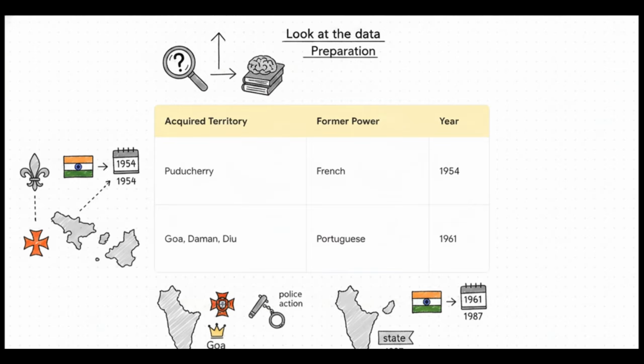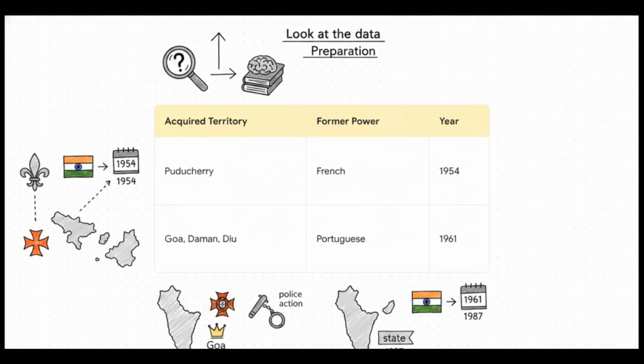First up, let's talk about Puducherry. This territory comprises the former French establishments of Puducherry, Karaikal, Mahe, and Yanam. The French actually peacefully handed over these establishments to India back in 1954, and it was later officially made a union territory. Then you have the incredibly dramatic story of Goa, Daman, and Diu.